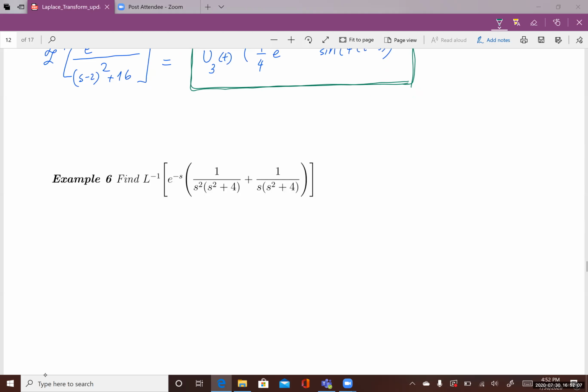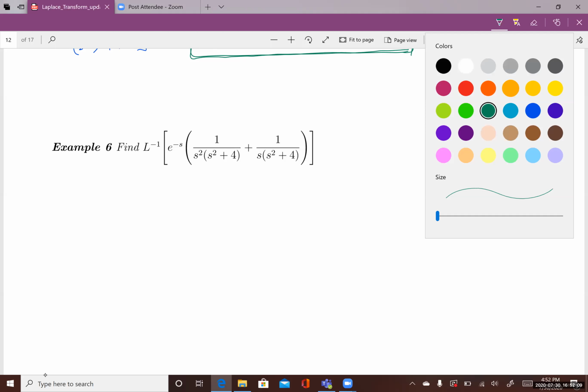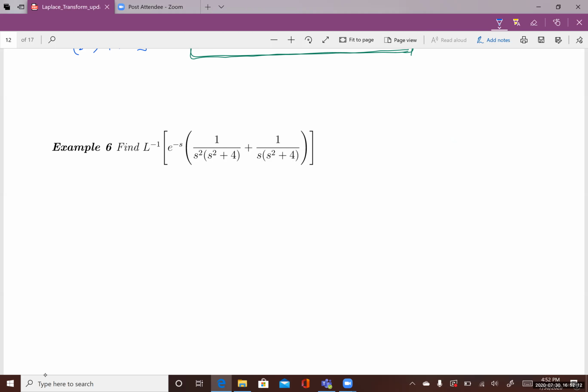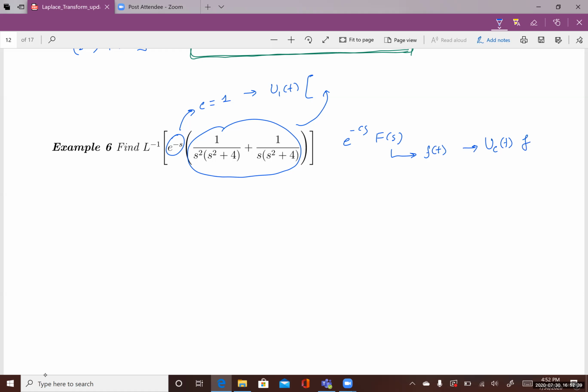Let's do another one. And this one, again, you find the inverse. You recognize this is the unit function because of e to the negative s, so that means c equals 1. So you have u1(t), right? And then you have to figure out the function here in terms of this. So you know that this is the form e to the negative cs times big F of s, right? And then if you can find f of t, then it's going to be u_c(t) f(t minus c). Okay, so that's the goal here.